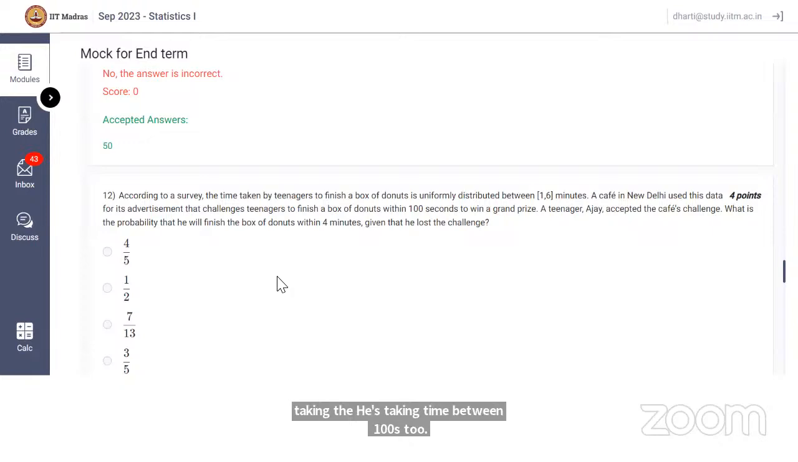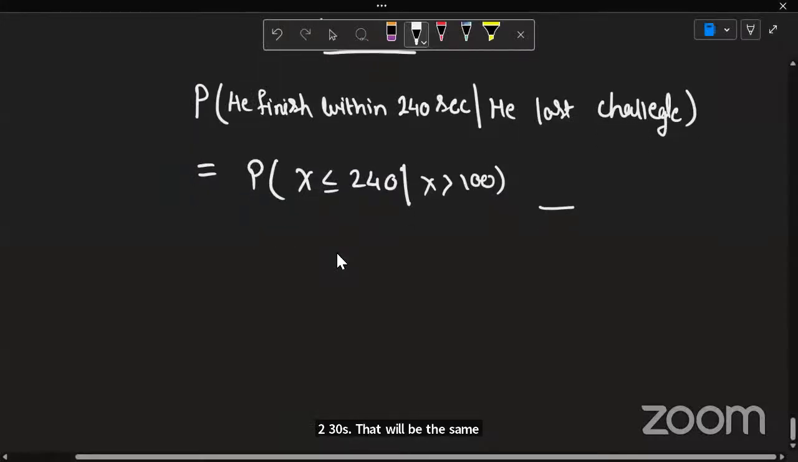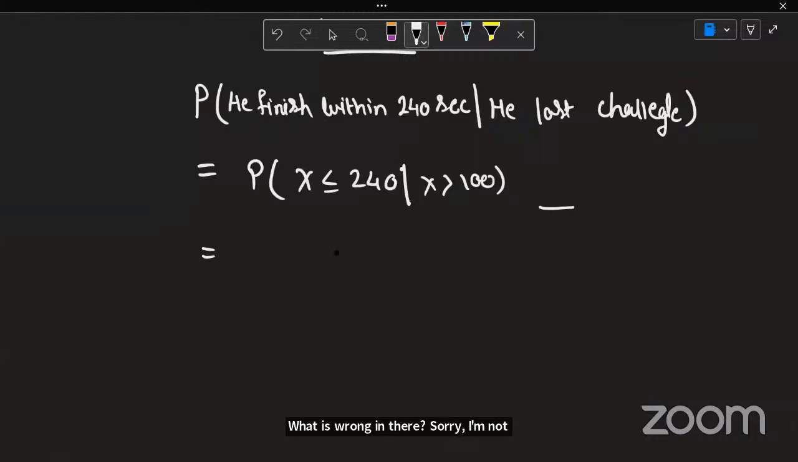Yes. But here, the question is asking something else. Ma'am, it's the same, no? Because he lost the challenge, it will be over 100 seconds only. So it is something between 100 and 240. What is wrong in that, ma'am? Sorry, I'm not able to understand. The thing is, they have asked, he finished within 240 seconds. Within 240 seconds can include if he completes in 50 seconds, right? But he's lost the challenge, which means X has already crossed 100, and that is why the interval becomes 100 to 240.